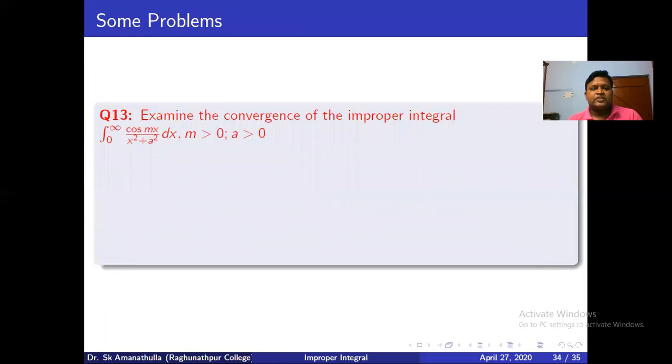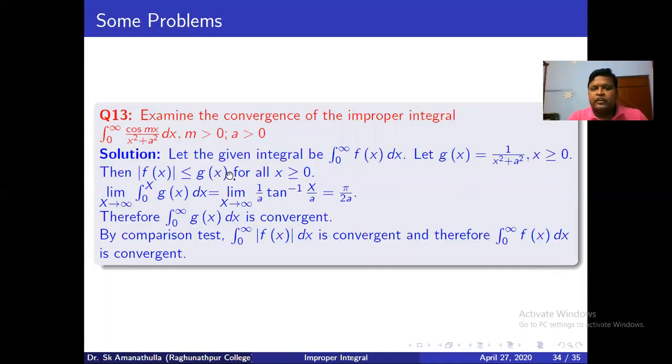Here is another problem, the last problem. Examine the convergence of the improper integral, this one. Here we take f(x) equal to this one and g(x) equal to 1 by x square plus a square. Then mod of f(x) less or equal to mod of g(x), and limit x tends to infinity, this one equal to pi by 2a, and therefore integration 0 to infinity g(x) dx is convergent, and so by comparison test this modulus integral is convergent and therefore it is convergent.